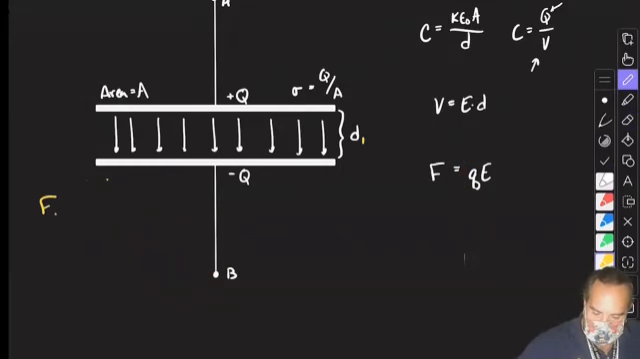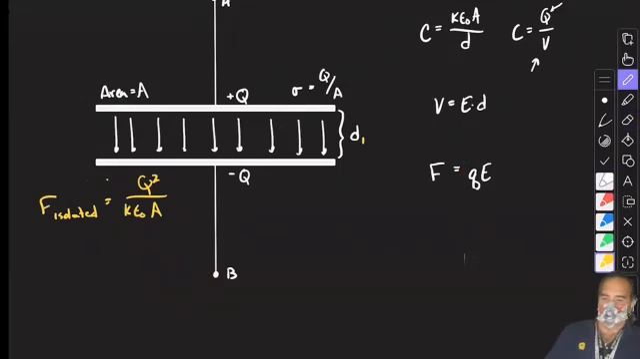So the force for an isolated one, help me out here if I get this wrong, is Q squared over kappa epsilon naught A, right? So that's the force for an isolated one. So now let's do the force for a non-isolated one. It stays connected to the potential.